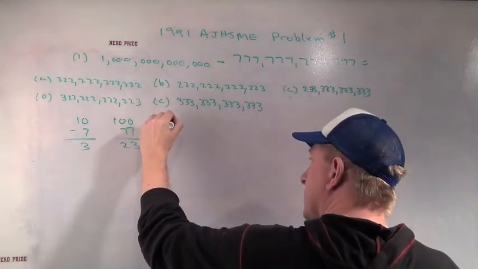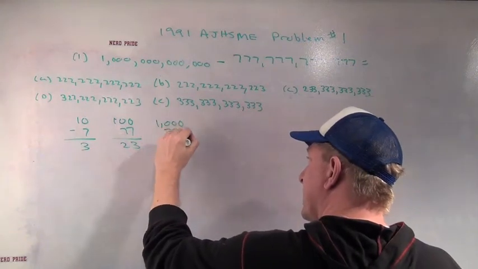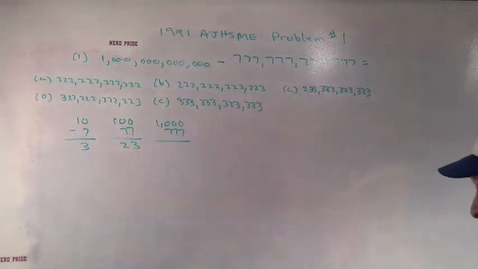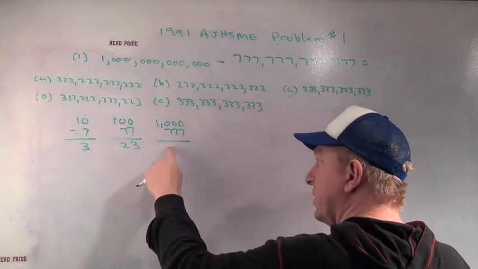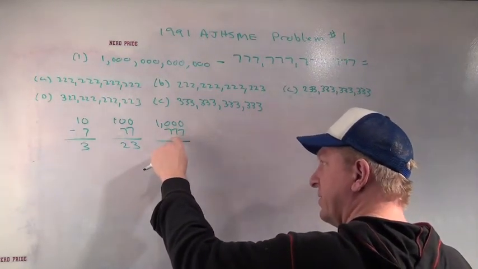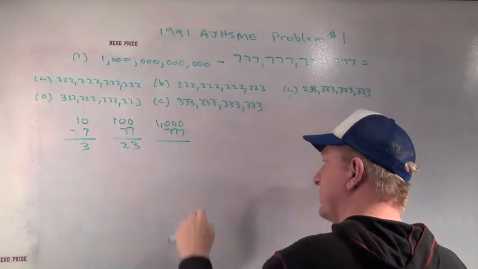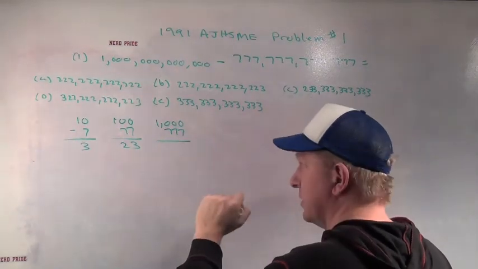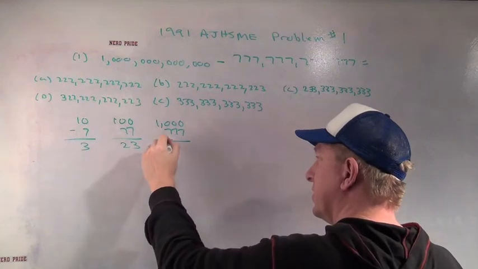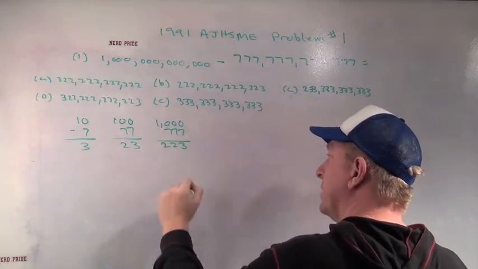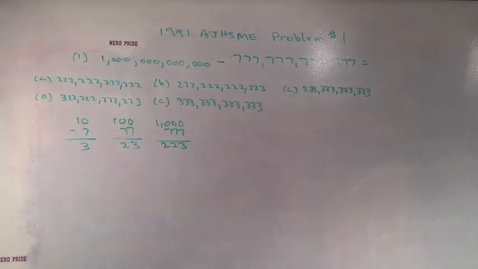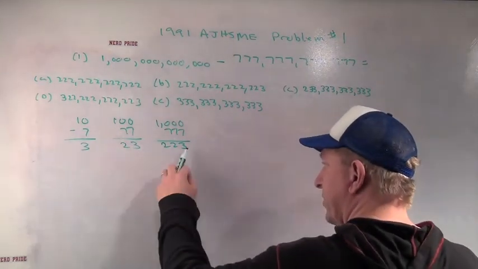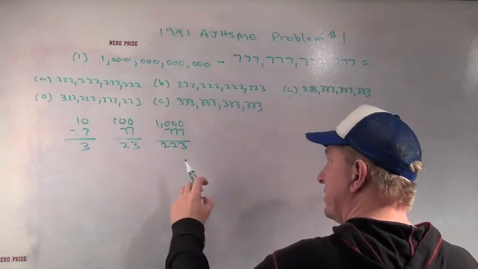1,000 minus 777, by very similar arguments, 1,000 minus 700 is 300, and then we have to subtract 70, so we get 230, then we have to subtract 7, so we get 223. Actually starting to see an interesting pattern. Seems like we always have a 3, looks like it's at the end, and we're starting to develop some 2s.